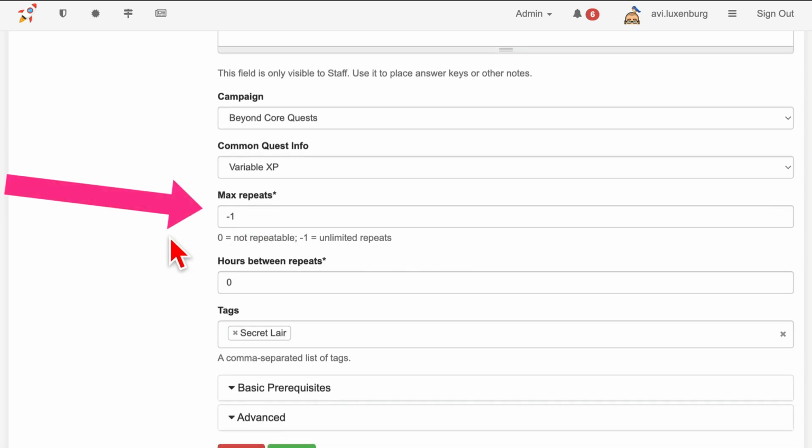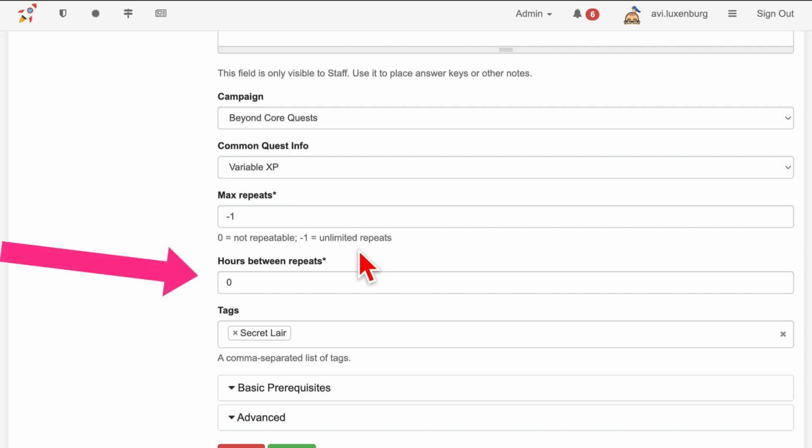I see there's a max repeats here. Now, 0 means that the quest doesn't repeat. It's provided once. -1, as I have in this case, means unlimited repeats, but you can set the repeats at whichever number you want. So if a student did yoga for 30 minutes, they could submit the quest for 30 XP. And then, because I have this set at 0, that means 0 hours between repeats, the student can submit right away for reading a novel for 45 minutes. If I wanted to limit the option to once a day, then I'd put 24 hours here.